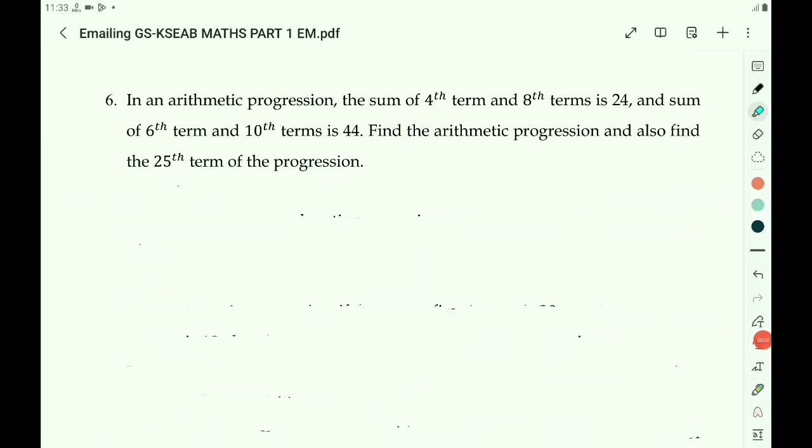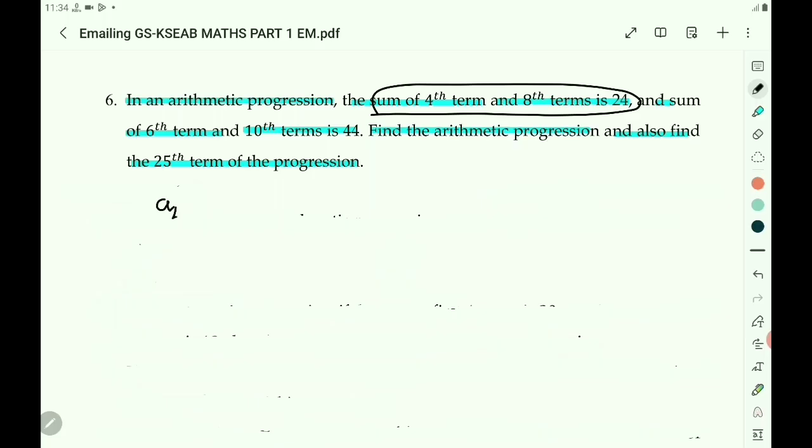Same question. In an arithmetic progression, the sum of 4th term and 8th term is 24 and sum of 6th term and 10th term is 44. Find the arithmetic progression and also find 25th term of the progression. Here what are given? Note down. Sum of 4th term and 8th term is given. That is a4 plus a8 equals 24.